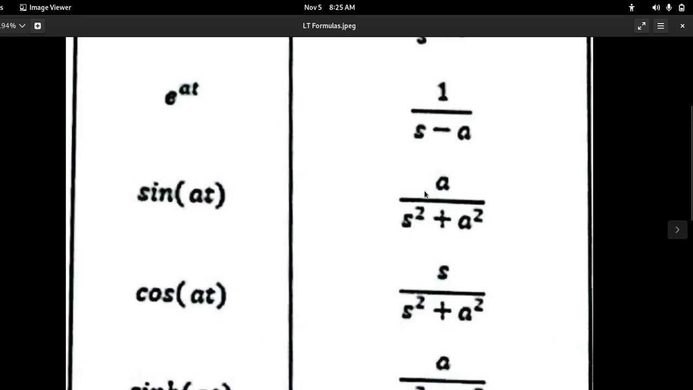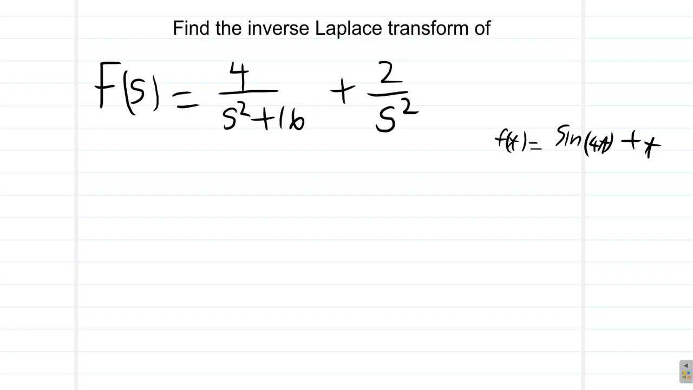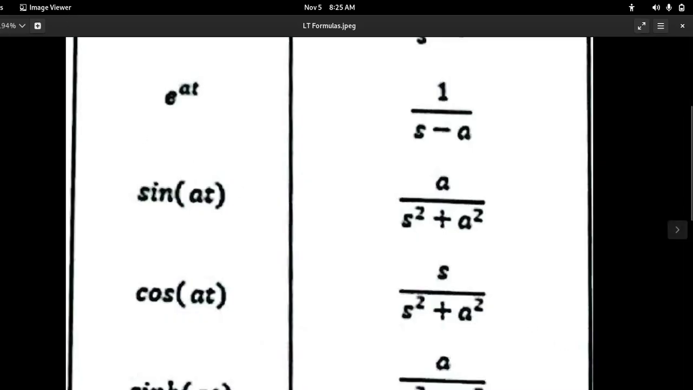Alright? So you have sine of something times t. Let's write it in this format: a over s squared plus a squared. The inverse Laplace of a over s squared plus a squared would give you sine a t.